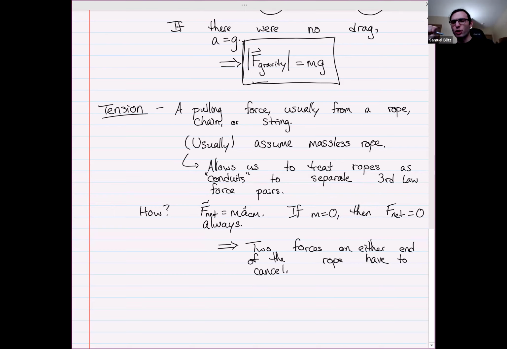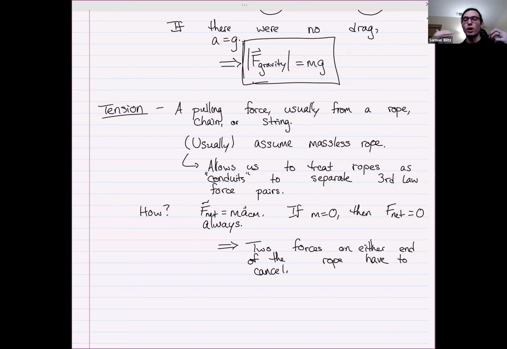So if you have one person pulling on the right end of the rope, another person pulling on the left end of the rope, then because the rope we assume is massless, the net force on it is 0. So the force that person A pulls on the right end is equal and opposite the force that person B pulls on the left end. And so that means that, even though they're not actually third law force pairs, they act like they are because they're equal and opposite.